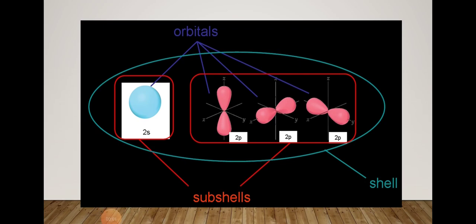Hello dear students. Let's move on to the next topic, quantum numbers. Before knowing the quantum numbers, you should be aware of shell, subshell and orbital. So let me discuss with you all what these three things are.